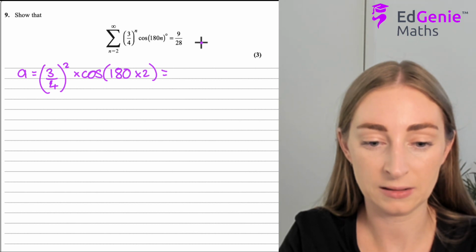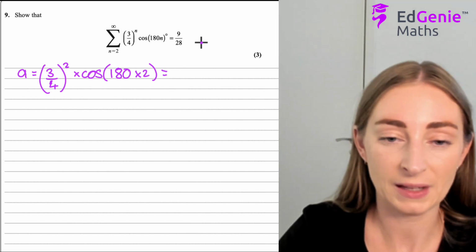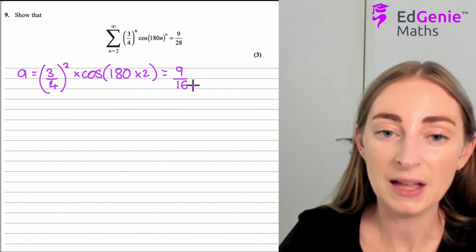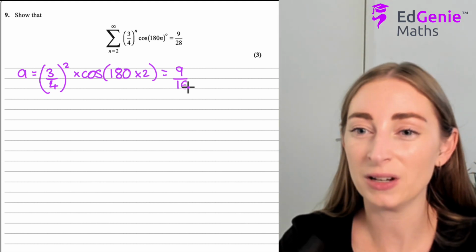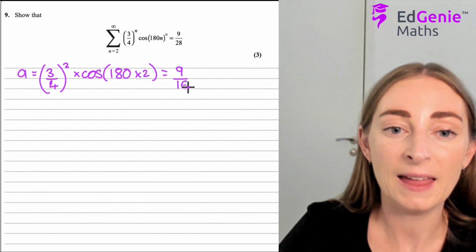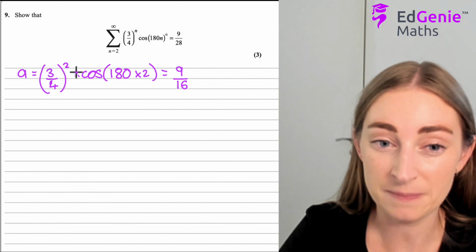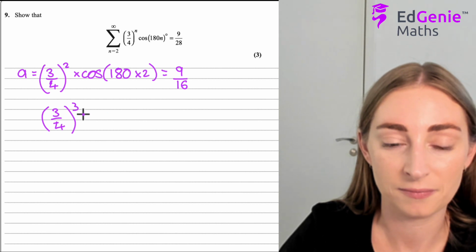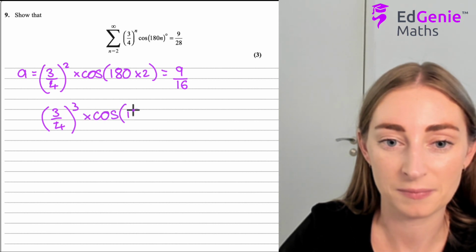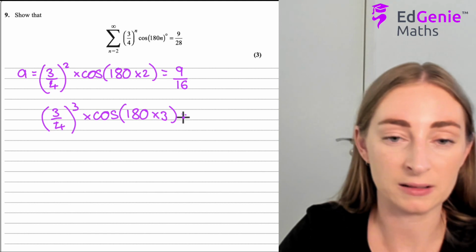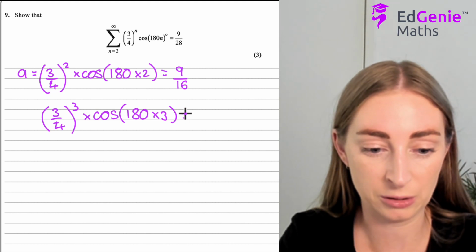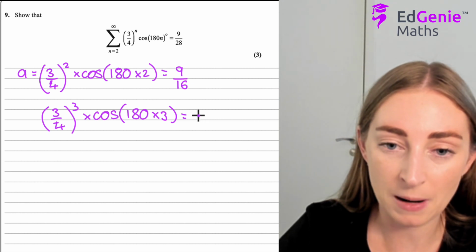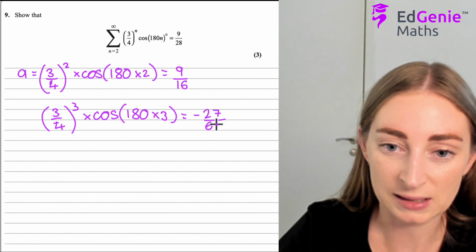So 180 times 2. And I've got 9 over 16. So that's A, my first term. Let's have a look because we also need to find our common ratio. If n is now 3, let's see what that's going to look like. I've left this on my calculator so I can just change the squared to a cubed and 180 times 3. So that's given me minus 27 over 64.